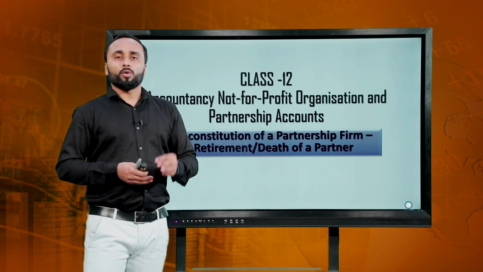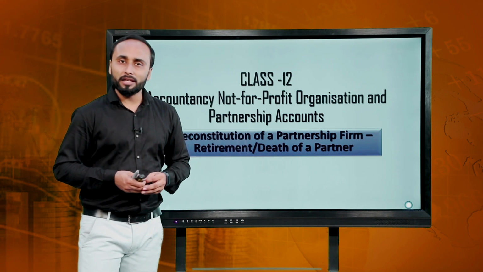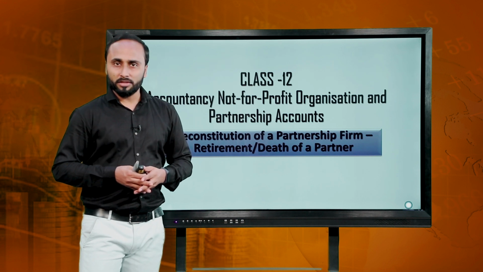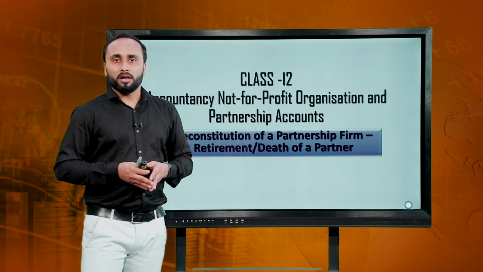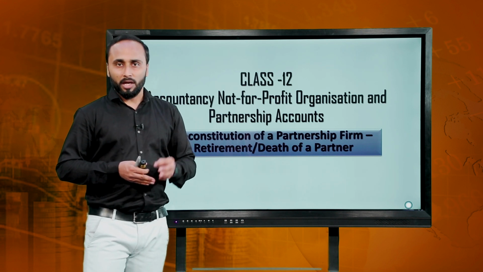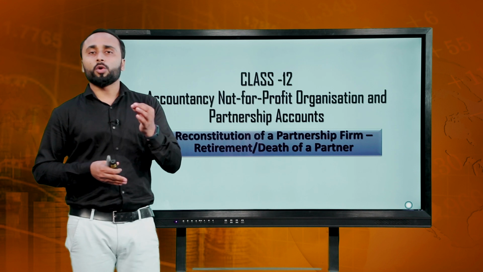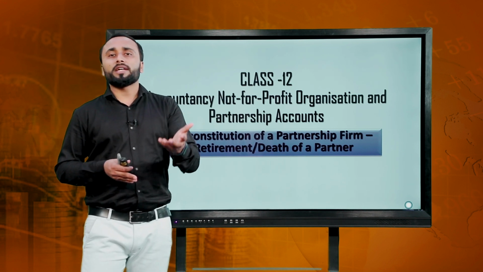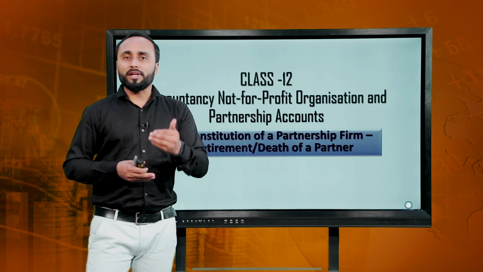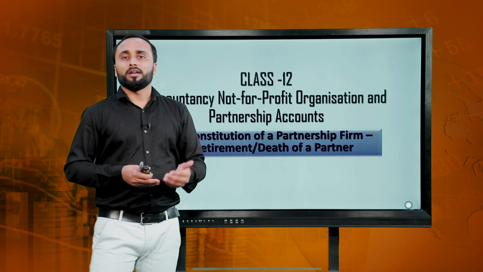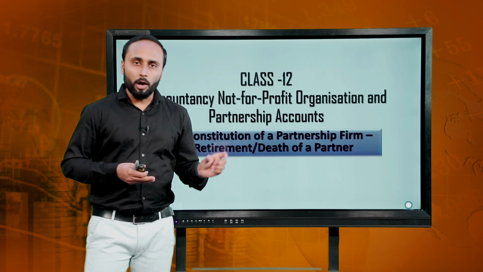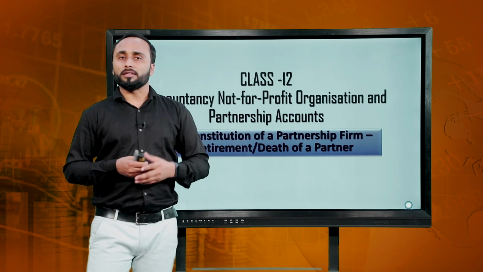we learned how to calculate the gaining ratio or the new profit sharing ratio at the time of retirement. We also saw how to treat the goodwill which is valued for retirement. Whenever the partner retires, the goodwill of the firm is valued, or we can say it is revalued. This newly valued goodwill needs to be treated. How do we treat it? We find out the share of the retiring partner out of this goodwill and we give it to that partner.